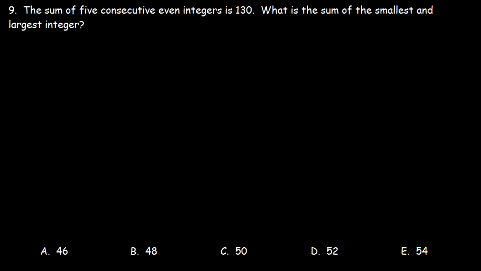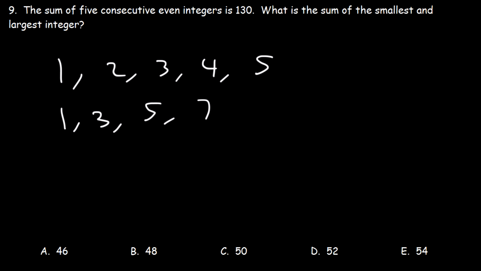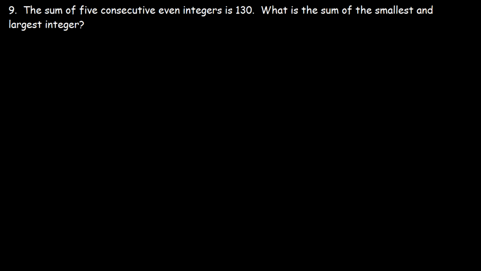Now we have 5 even integers, and now they're consecutive. Consecutive numbers are like 1, 2, 3, 4, 5. They go in order. Consecutive odd integers are 1, 3, 5, 7, 9. You can't skip any odd integers. Consecutive even integers are 2, 4, 6, 8, 10, and so forth. Now we don't have the value of these integers.